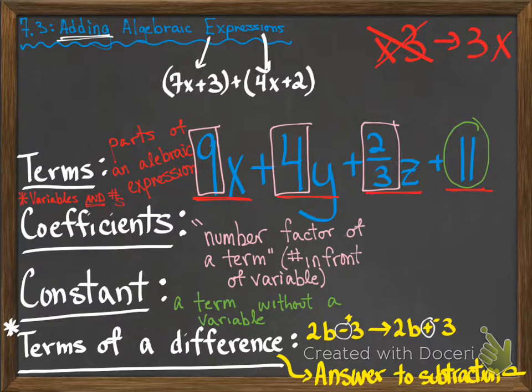So we can turn the terms of a difference into the terms of a sum by using subtracting a positive is equal to adding the negative. All right, so it's just rewriting it to meet our requirements.